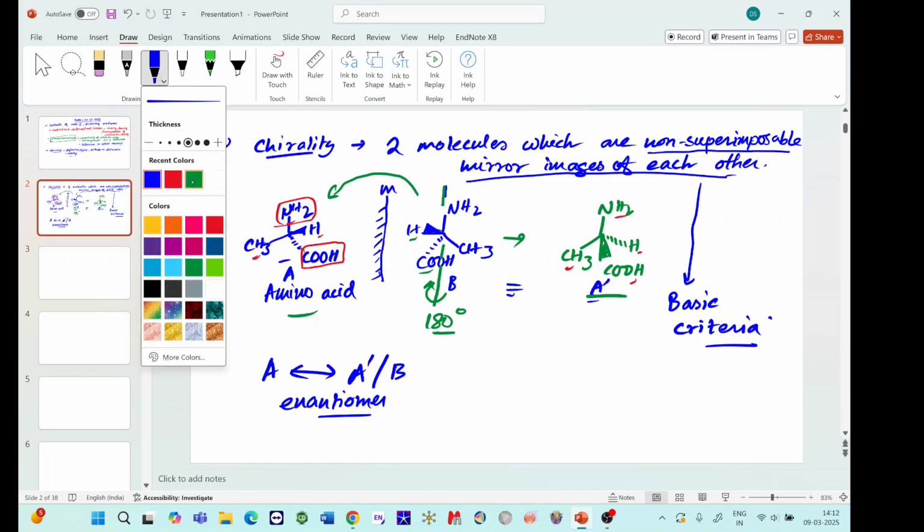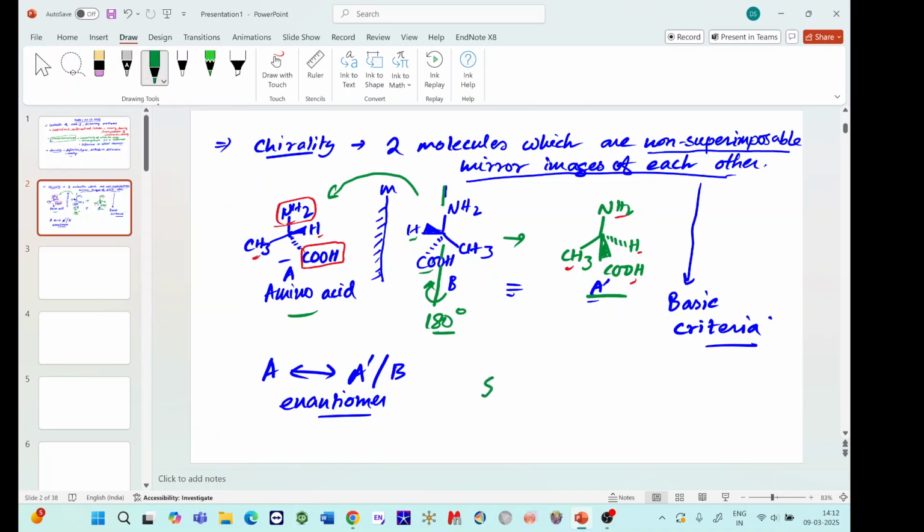What are symmetry elements? As you all know, symmetry elements consist of a mirror plane, then an axis of symmetry, then I, the inversion center, then Sn, that is called a rotation-reflection axis, or alternating axis of symmetry. So in this case you need to consider this M. M means mirror plane.